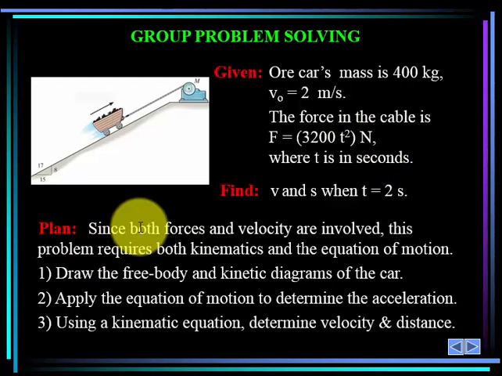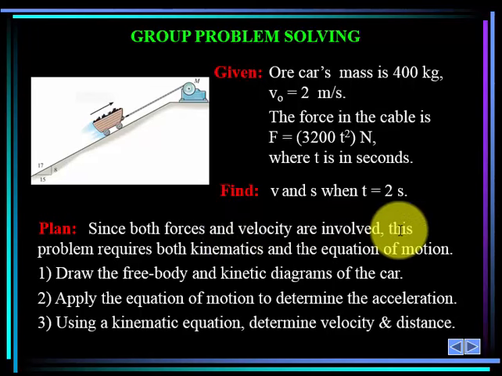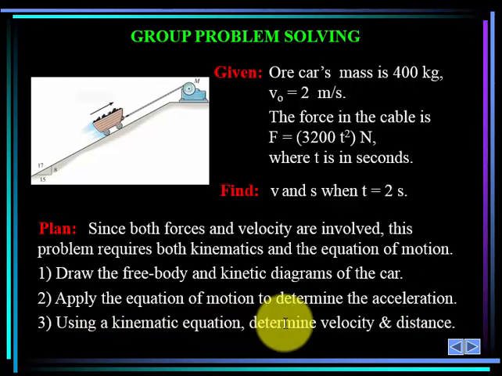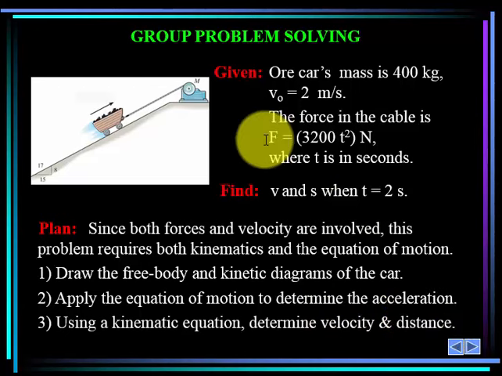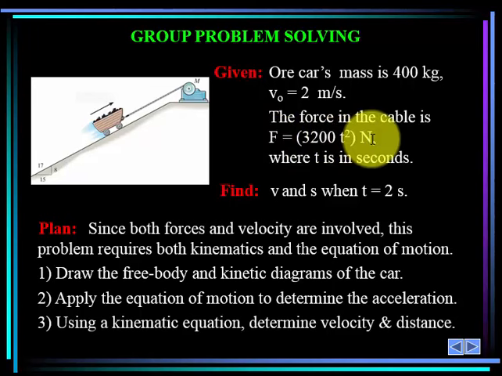So our plan is we have forces and velocity involved. We have both kinematics and the kinetics, or the equation of motion. We will draw the free body diagrams. We will write the equations of motion from the free body diagrams, and we will use the kinematic equations to determine velocity and distance. And we've already looked ahead to know that we will not be using the constant acceleration kinematic equations.